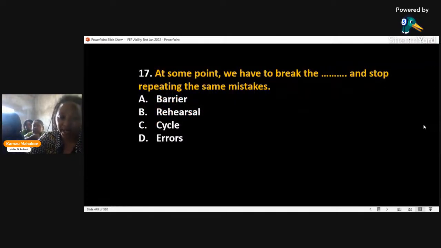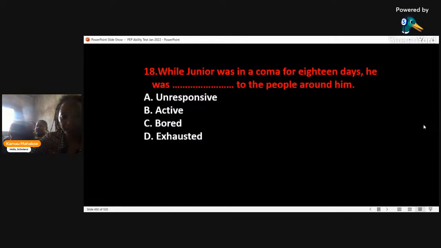At some point, we have to break the dash and stop repeating the same mistakes. We have to break the what? The barrier. The cycle. Oh, break the cycle. We have to break the cycle and stop repeating the same mistakes.